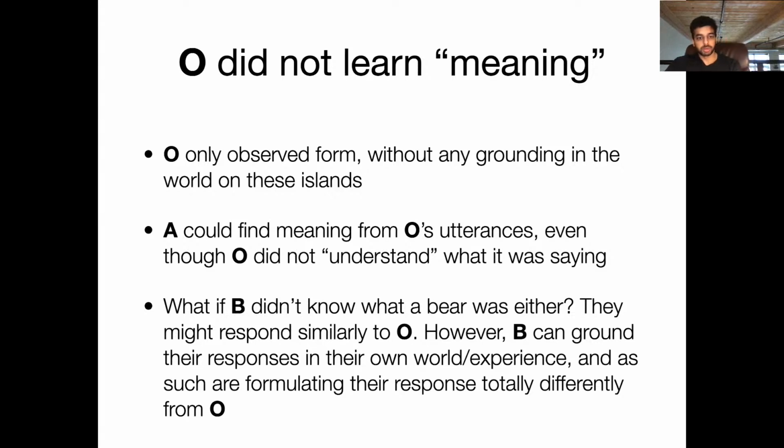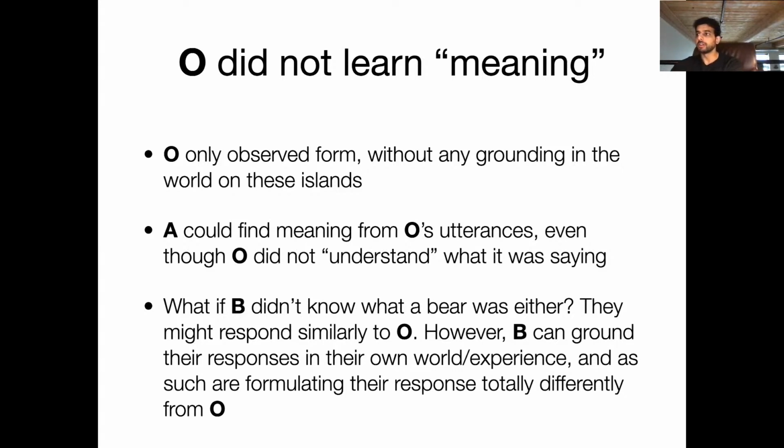And so there was a lot of discussion on this paper at the recent ACL conference. Some questions asked, what if B didn't know what a bear was either, right? They might give the same response as O. But the point is not that O and B would give similar responses in this situation, but really that O and B are using completely different processes to produce those responses.